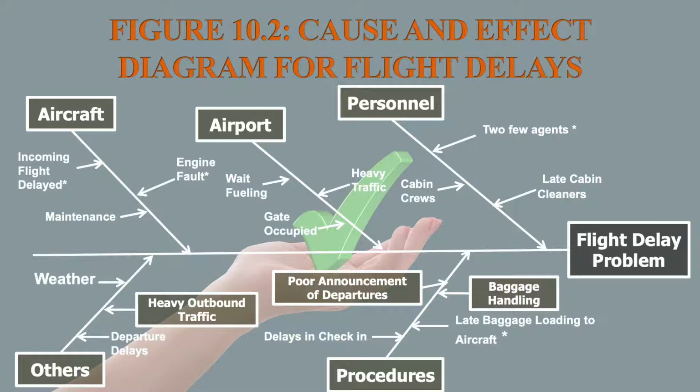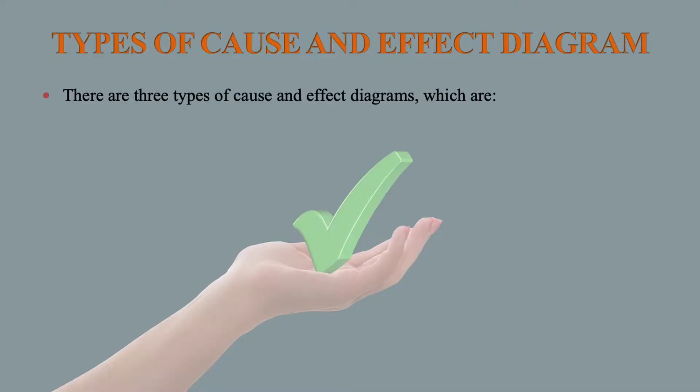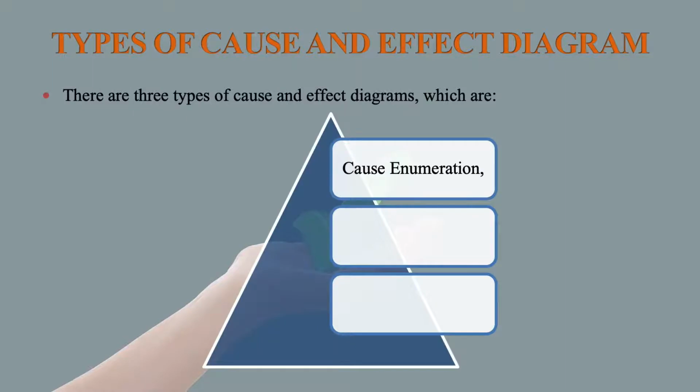So this is the use of a cause and effect diagram. By constructing this diagram, we can identify various causes, and how to reduce those causes can be analyzed, so that we can reduce the flight delay problem. Then the types of cause and effect diagrams. There are three types: cause enumeration, dispersion analysis, and process analysis. These are the three types of cause and effect diagrams.